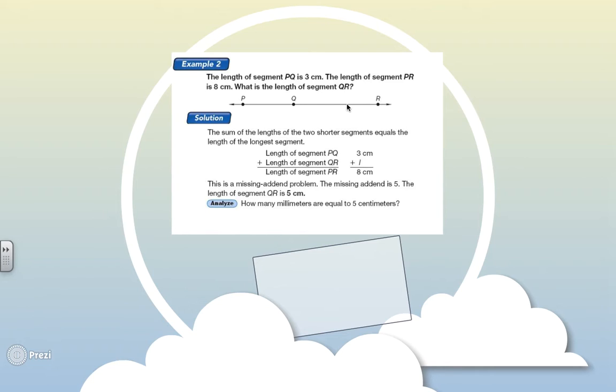What we're going to do is subtract. What they're showing here is 3 centimeters plus L for length equals 8. 3 plus an unknown number equals 8, and that would be 5. So 3 plus 5 equals 8. You could also subtract, 8 minus 3 equals 5, and you get the same thing. Now, bonus question: how many millimeters are equal to 5 centimeters? Try to figure that one out. That's pretty easy.